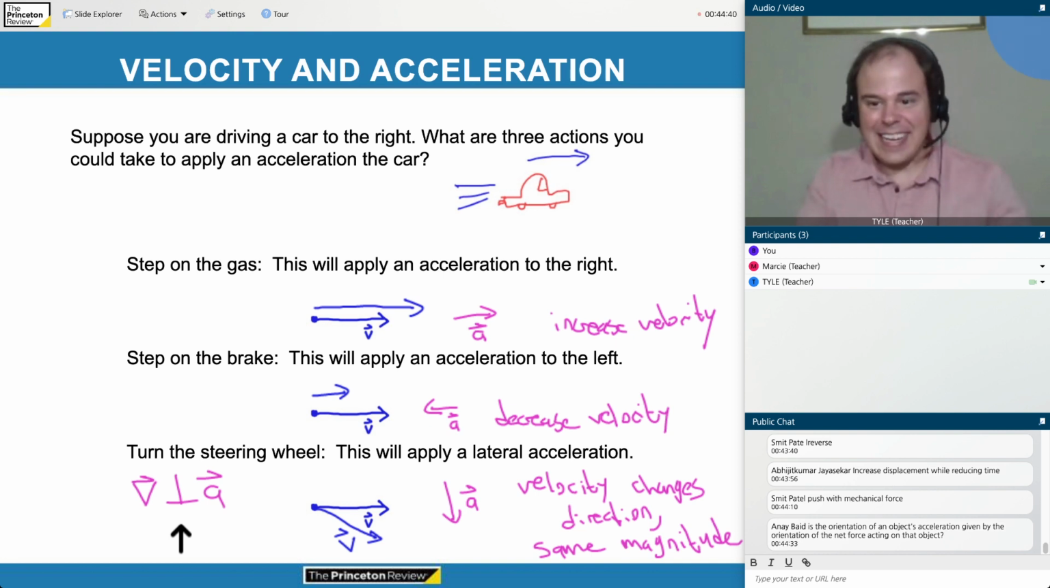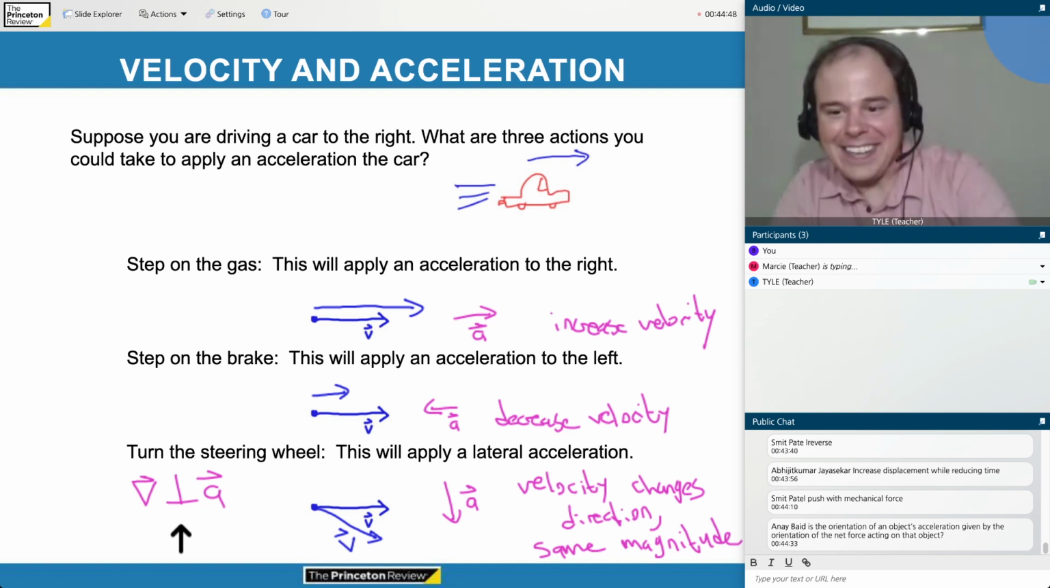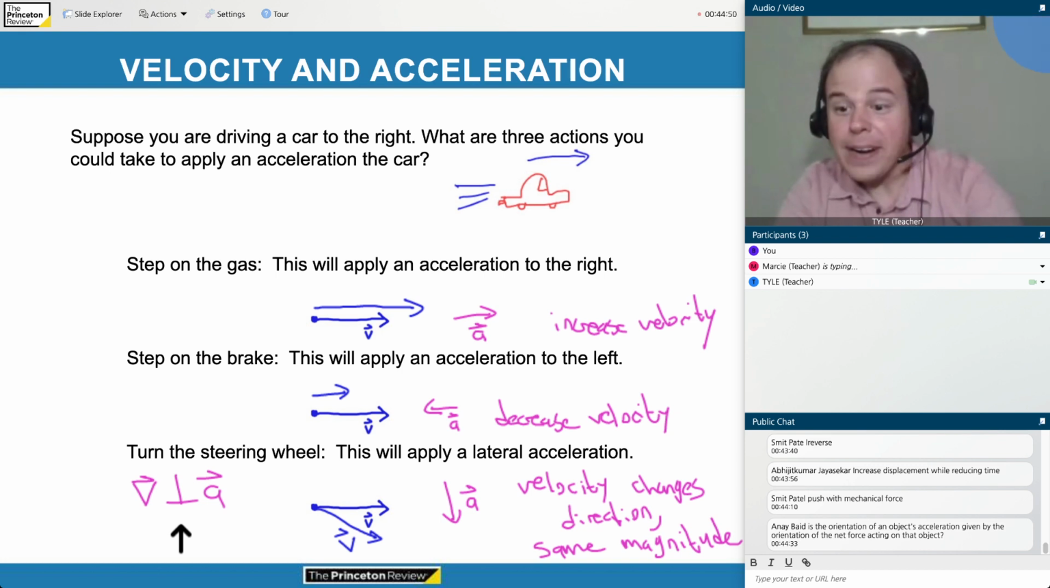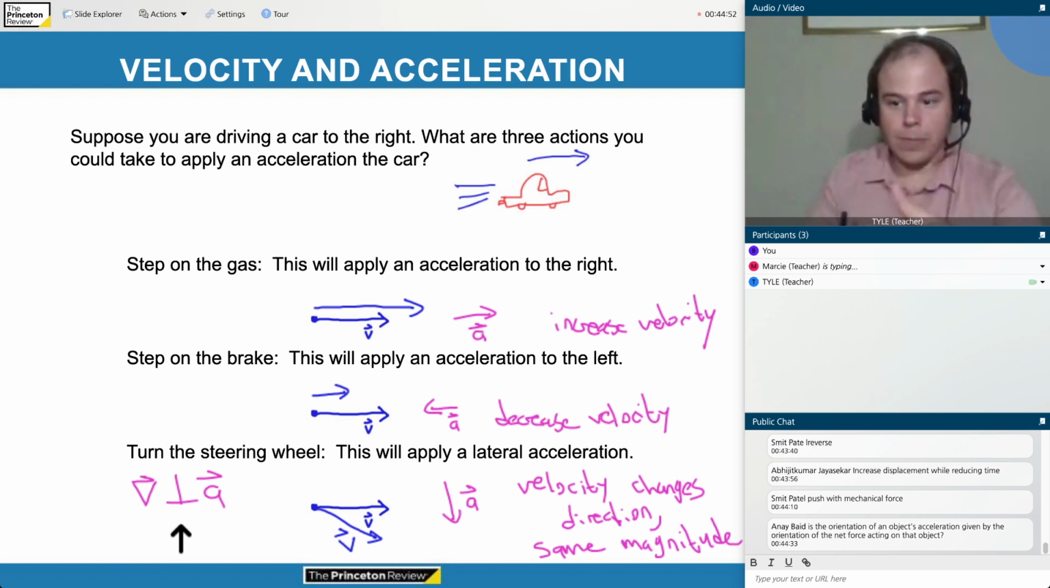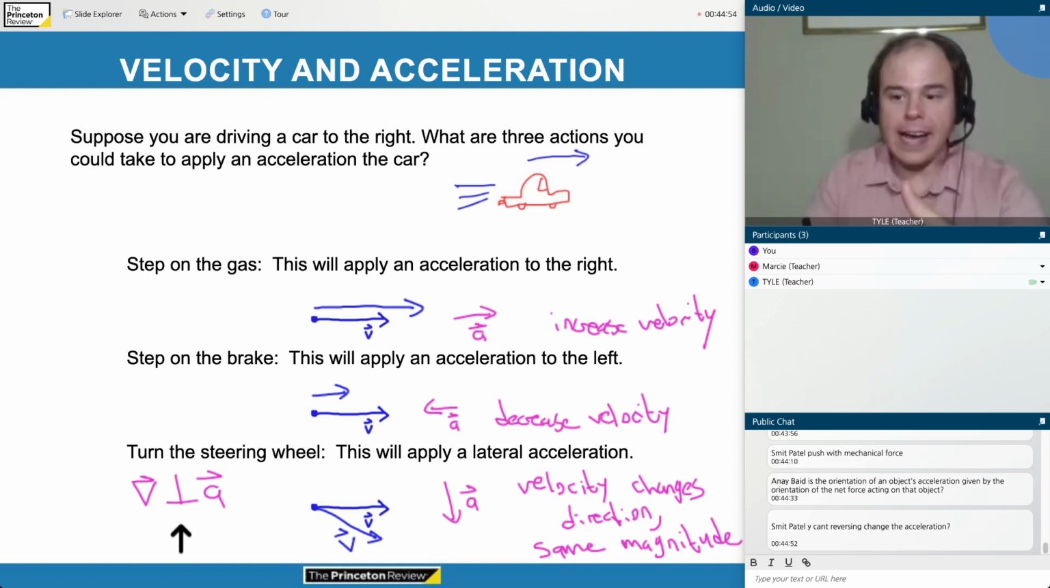Okay, fantastic. And I see some great comments in the chat. People saying that we could throw the car into reverse. Yeah, absolutely. Risky move, but you could definitely try it. Yeah, good. I see somebody pointing out that we could increase the displacement while reducing the time, right? If we step on the gas, that's what would happen.